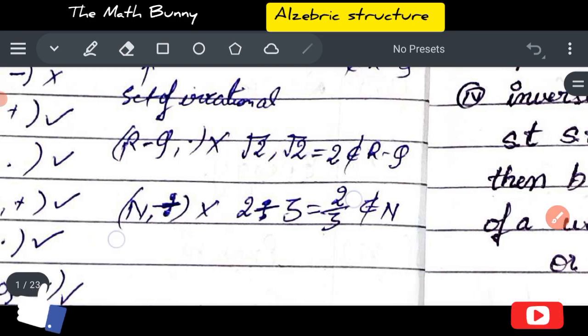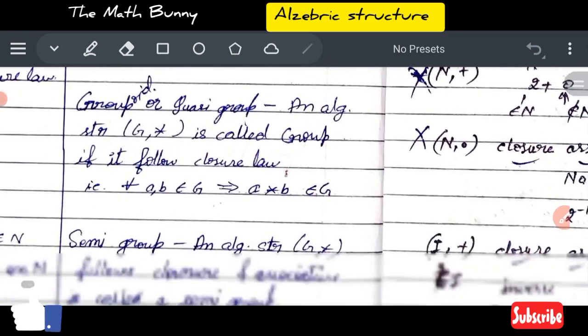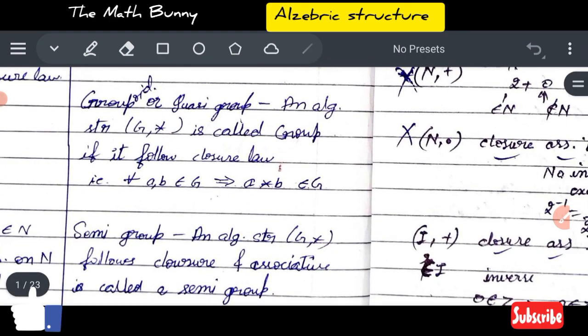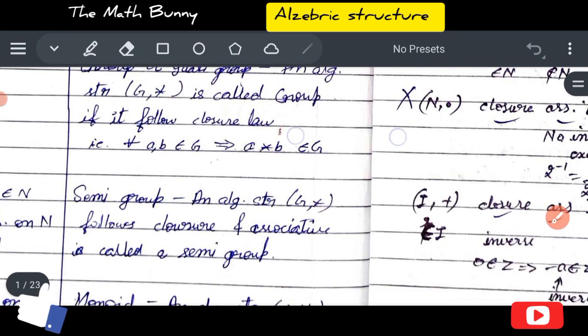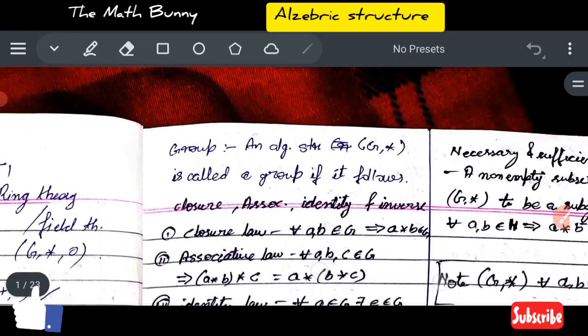So this is all. I will see you in the next video, and we will talk about these concepts: groupoid, quasi-group, semi-group, monoid, and group. See you in the next video.